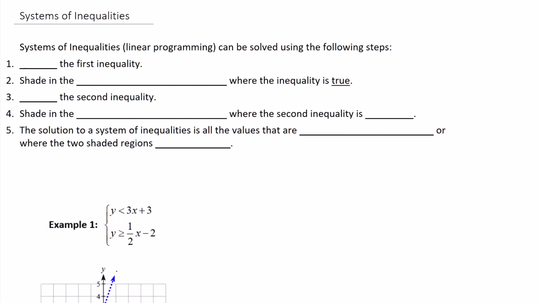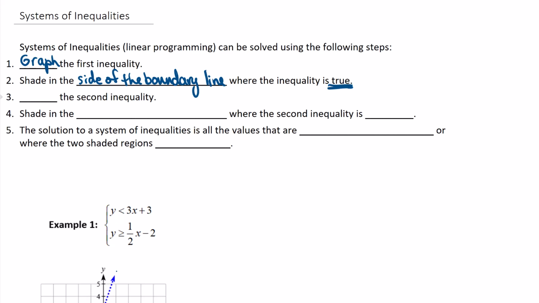Systems of inequalities, also called linear programming, can be solved using the following steps. We want to graph the first inequality, then we want to shade in the side of the boundary line where the inequality is true.